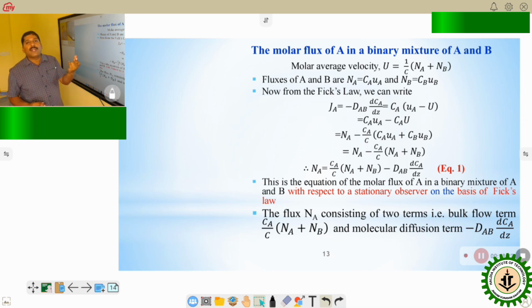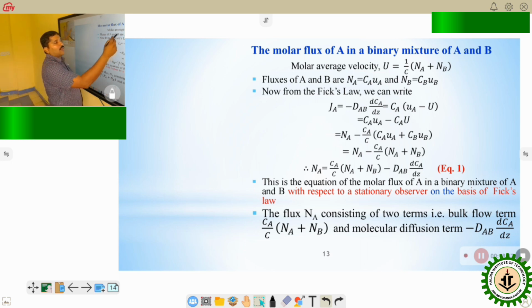We have already seen the molar average velocity, capital U. If it is a two-component system, we can easily write that the molar average velocity capital U is equal to 1 by C into (N_A plus N_B). And again, for particular species A and B, N_A is equal to C_A into small u_A, and N_B is equal to C_B into small u_B. Now we are just correlating.